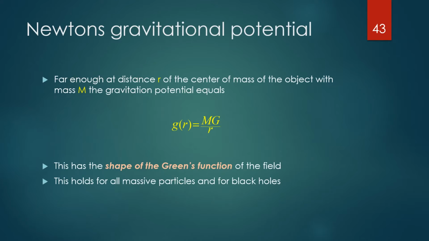Far enough at distance r of the center of mass of the object with mass m, the gravitational potential equals Newton's gravitational potential. This has the shape of the Green's function of the field. This holds for all massive particles and for black holes.